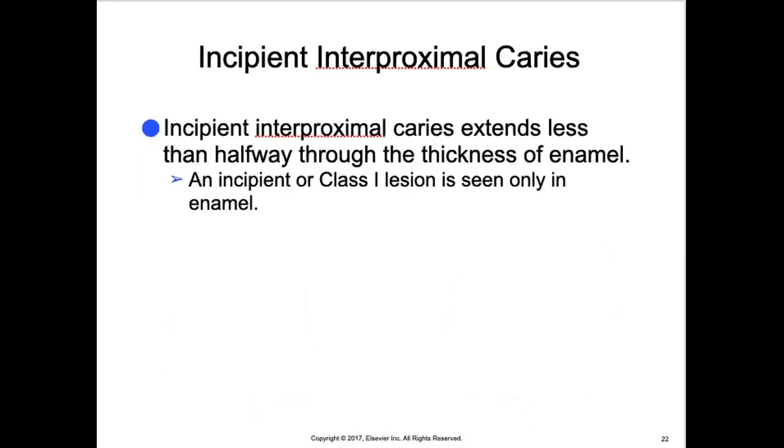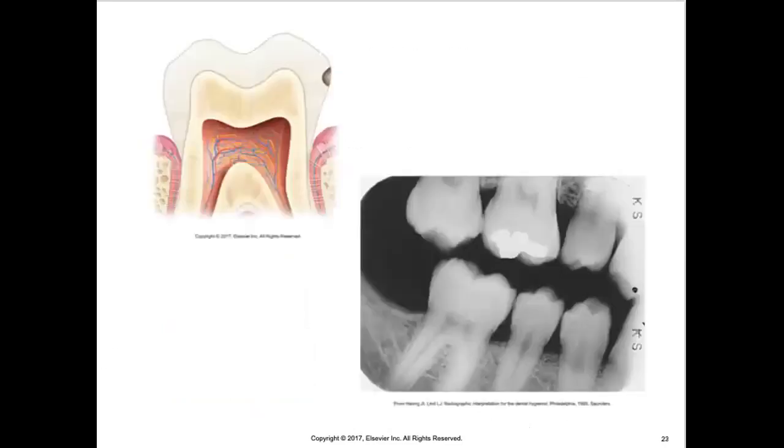So incipient interproximal caries, once again, is caries that extends less than halfway through the thickness of enamel. An incipient or class 1 lesion is only seen in enamel. So here we see an example of that, a diagram of some incipient caries that hasn't gone halfway through the enamel yet.